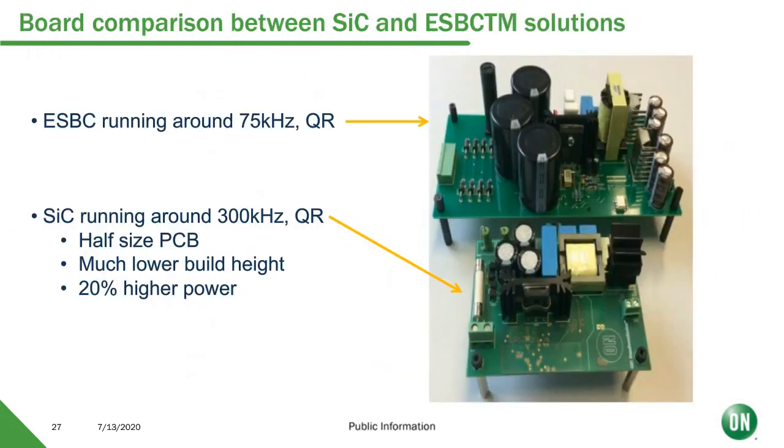So just looking at some numbers here, the size comparison between an ESBC implementation and a silicon carbide solution. First, the ESBC is running around 75 kilohertz compared to silicon carbide that we can run up to 300 kilohertz. What this higher switching frequency results in is about half the size of the PCB, a much lower build height, and of course the ability to handle 20% higher power, even though the PCB size is half.